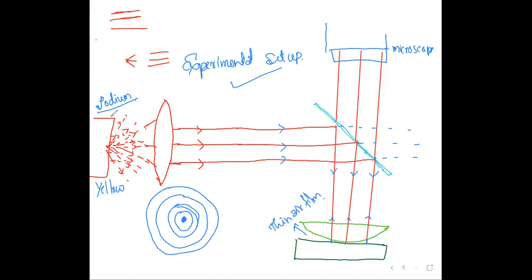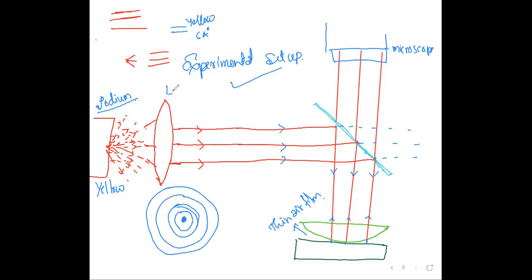Even though sodium has doublets, which emit two colors, both are yellow itself. The difference between the two wavelengths is 6 angstrom. That's why we use a sodium source here. Yellow in color it is.